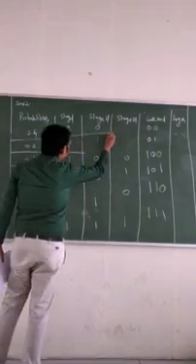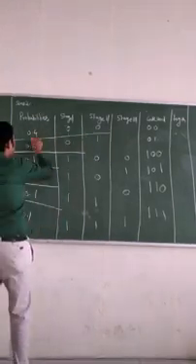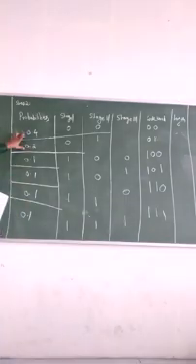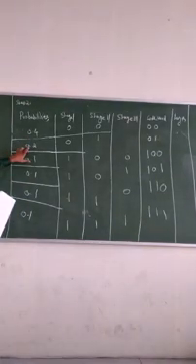So I am separating here. 0.4 and 0.2 are separated. So 0.4 will be the upper bound and 0.2 will be the lower bound.